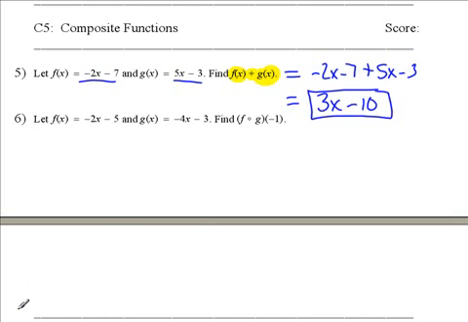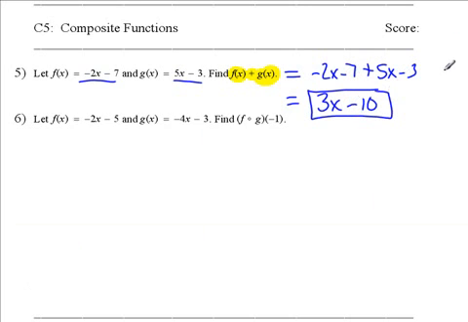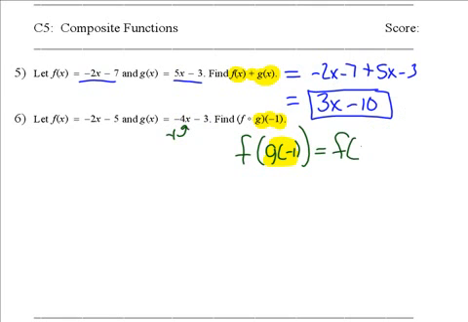That's number 5. Number 6, we're asked to find f of g of negative 1. I like this notation better, f of g of negative 1. This tells me to go find g of negative 1. It says go find g of negative 1 first. So I'm going to take negative 1 and put it into the g function where the x is. So I've got negative 4 times negative 1, which is 4, minus 3, which is 1. Since g of negative 1 is 1, it's the same as finding f of 1.